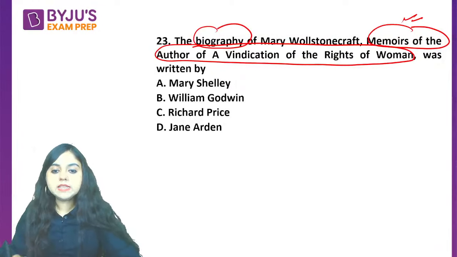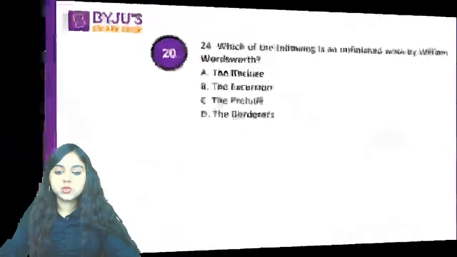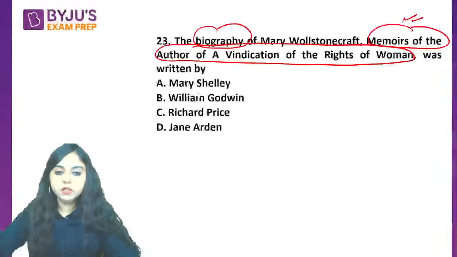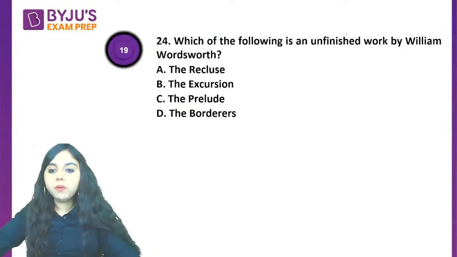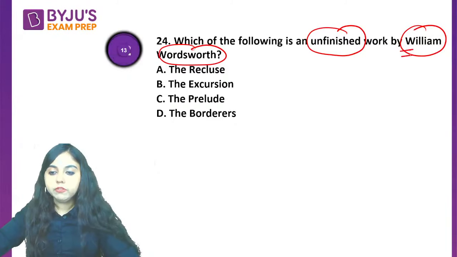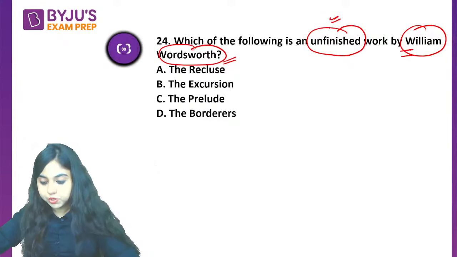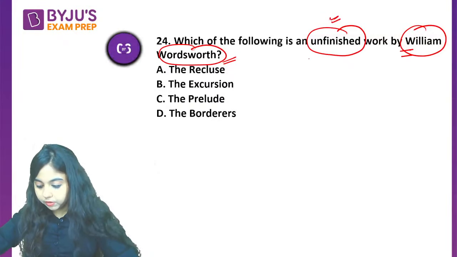Okay, let's move on to the next question. Next question is simple, so I hope this is clear. Godwin is the right answer here. Godwin himself is writing the biography. Which of the following is an unfinished work by William Wordsworth? William Wordsworth did not actually finish this. Which one are we talking about?